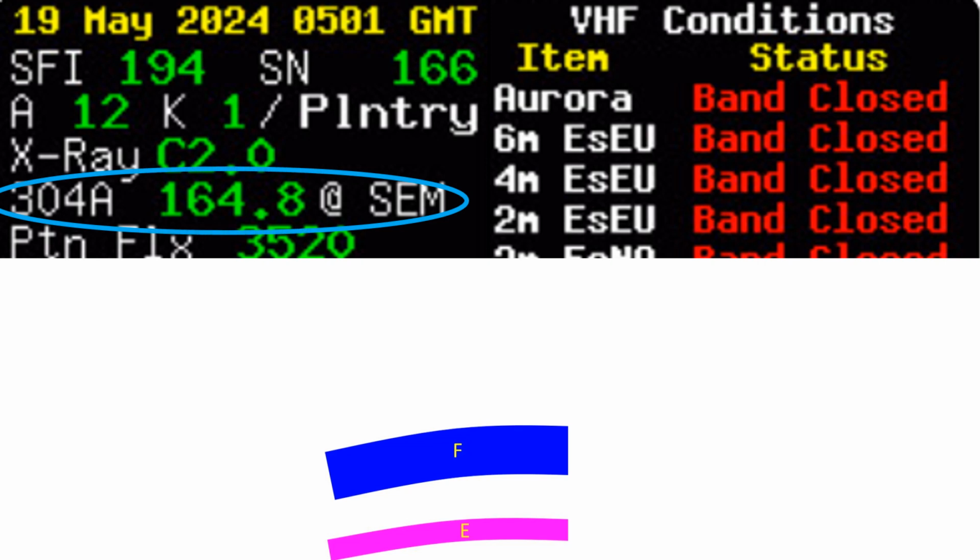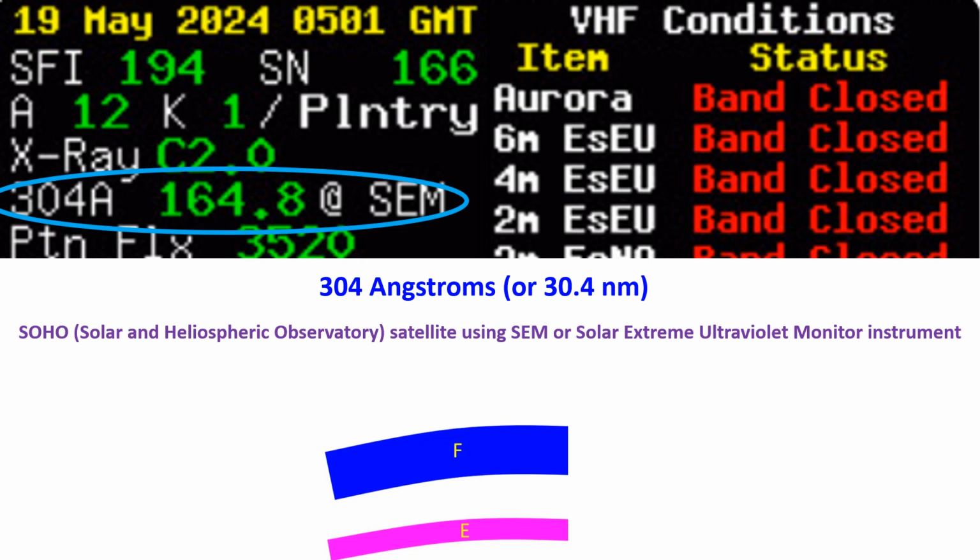304A gives the relative strength of the solar radiation at a wavelength of 304 angstroms or 30.4 nanometer, mainly emitted by ionized helium in the sun's photosphere. Here it is shown as at SEM, meaning that it is using data from SOHO, Solar and Heliospheric Observatory satellite using SEM or Solar Extreme Ultraviolet Monitor instrument.